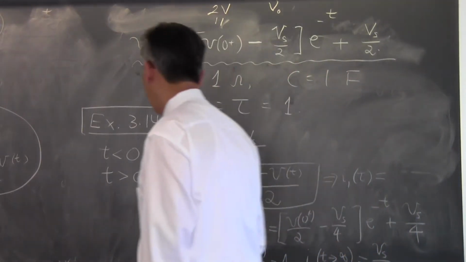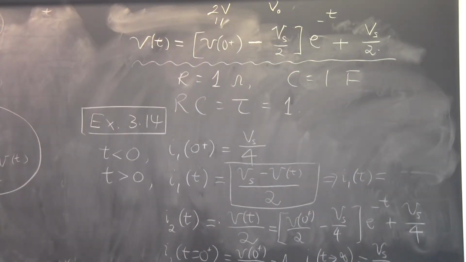Is will become Vs over 4. And at very late time, this becomes an open circuit. Then all the current will flow in this loop, and the Vs over 4, the 4 ohm resistor, is I2t. So we get both the asymptotic values correct. These are also called asymptotes, and that value is called the asymptotic value.